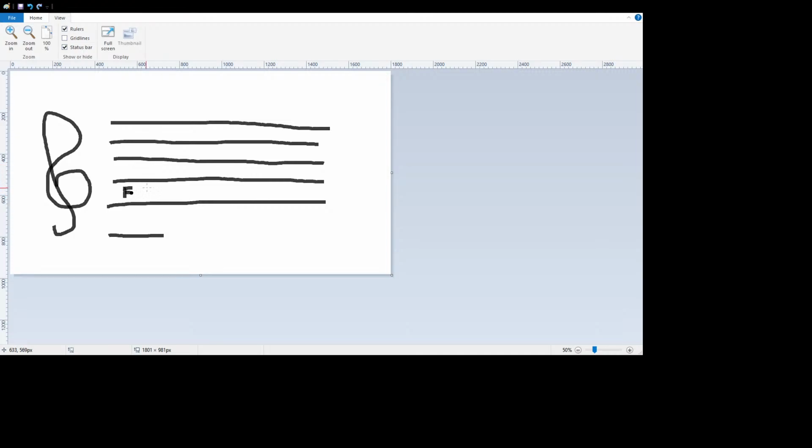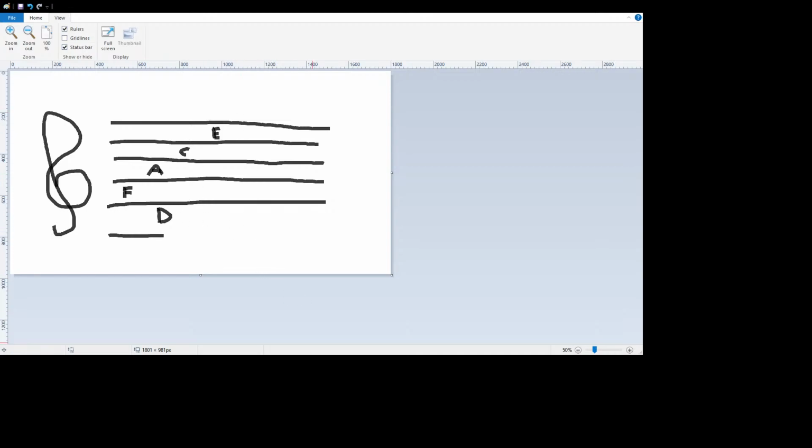F, A, C, and this is E. Alright, and in here, between this middle line and the first line would be E. Okay? You guys get that?